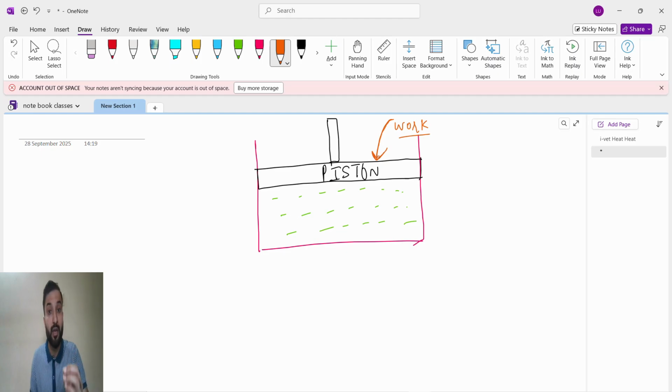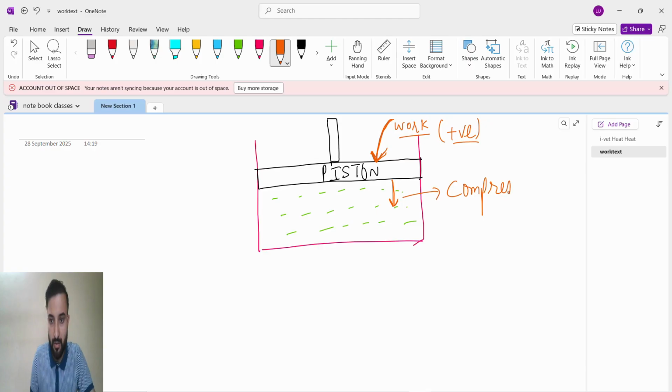Guys, what I said before, if anything is on the system, positive. Anything by the system, negative. So work done is happening on the system, so it is positive. Now see here, this is a piston and I am doing the work on the piston. So the piston will move down. That process is called compression.